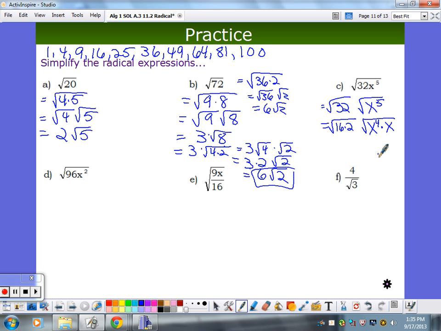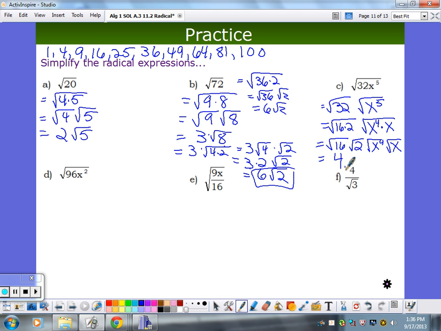All right, let's go into the breaking it apart stage. That's the square root of 16. That's the square root of 2. That's the square root of x to the 4th. Phew, that's a lot of stuff going on. Well, let's see what we can do. Well, I know what the square root of 16 is. What's that?